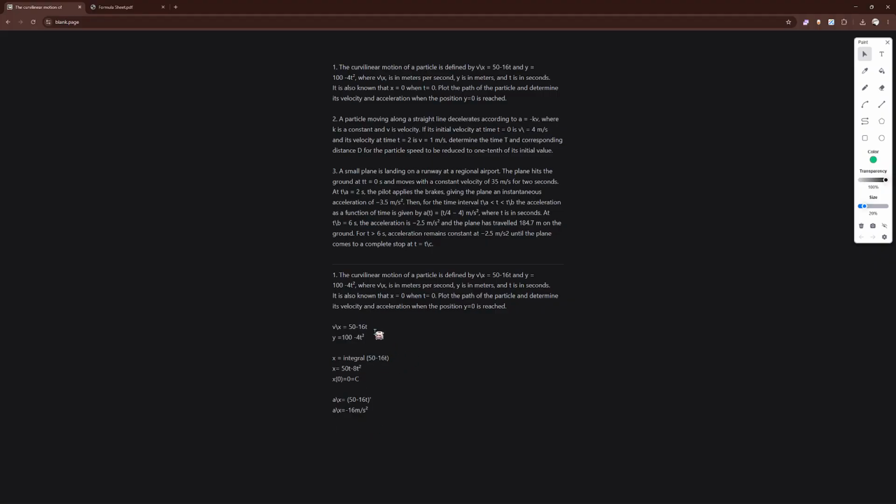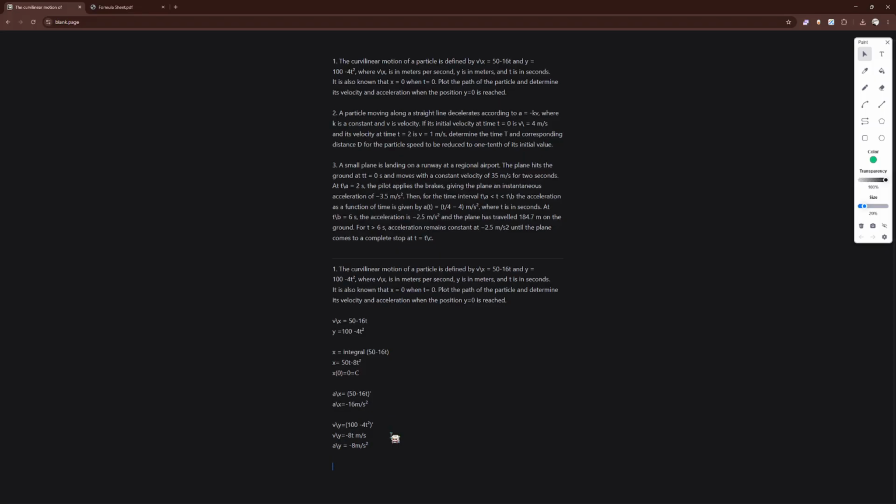And now we look at the y direction. We take our equation here. We have v of y is equal to this prime. So v of y is equal to negative 8t meters per second. Nice and straightforward. And then a of y is the derivative of the velocity, so it's just negative 8 meters per second squared. Nice and easy. We have all of these now on hand.